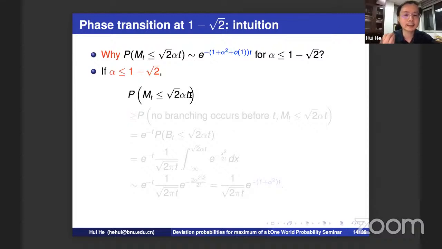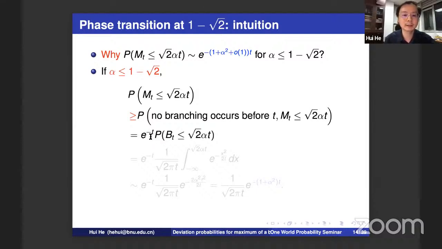And as I said, if alpha is very small, it means that the lifetime of the ancestor is larger than t, okay? So there's a natural lower bound for this probability, that is, we make a restriction that no branching occurs before time t. That means the first branching event happens after t, or it also means the lifetime of the ancestor is larger than t, okay? And as we already know that the lifetime is distributed as exponential 1, the probability that no branching occurs before time t is just e to the minus t here, right?